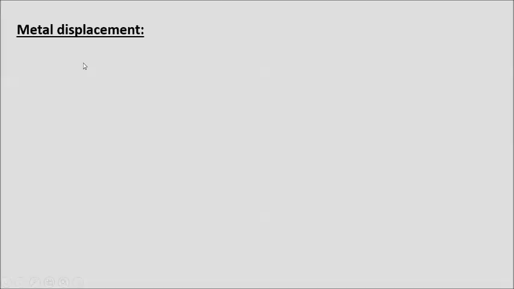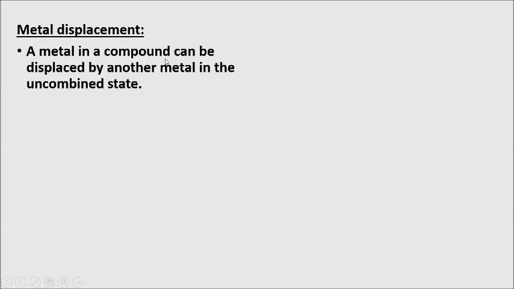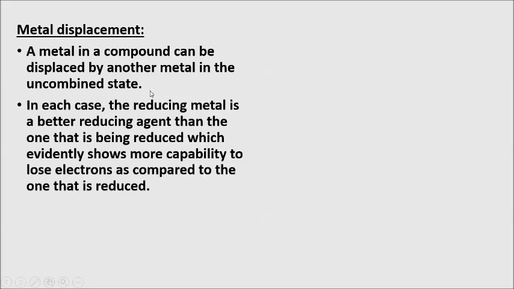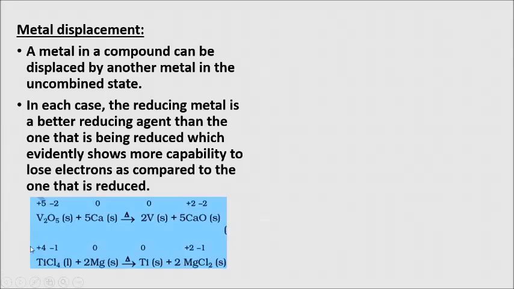That is metal displacement and non-metal displacement reaction. Now let's see the first type, the metal displacement reaction. A metal in a compound can be displaced by another metal in the uncombined state. So this is a displacement reaction that is also a redox reaction. Now let's see one example: vanadium pentoxide, when it reacts with calcium, the displacement is between vanadium and calcium and gives you calcium oxide plus vanadium.